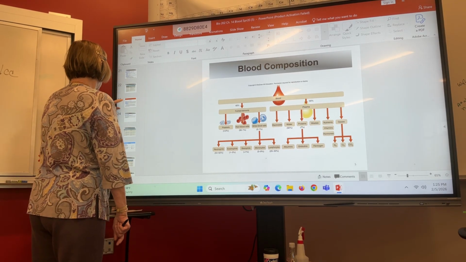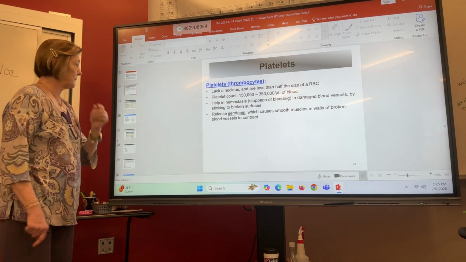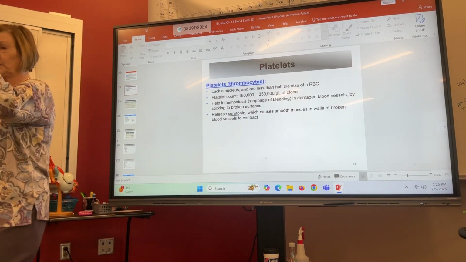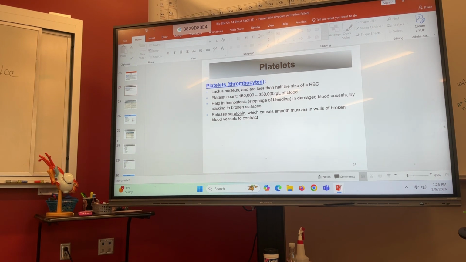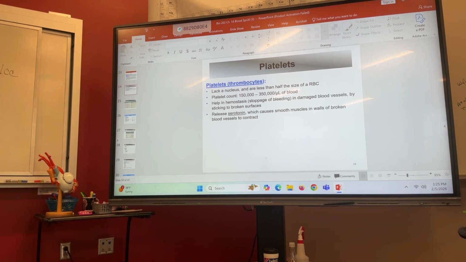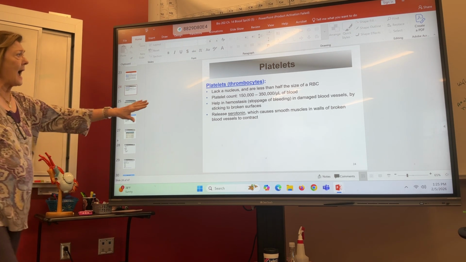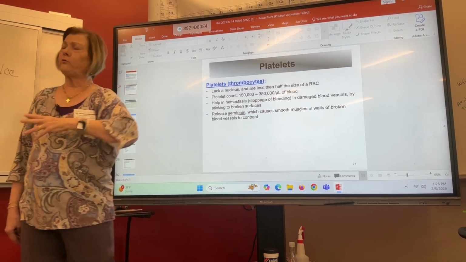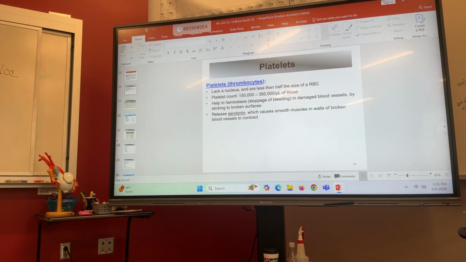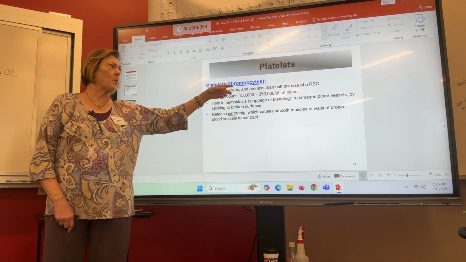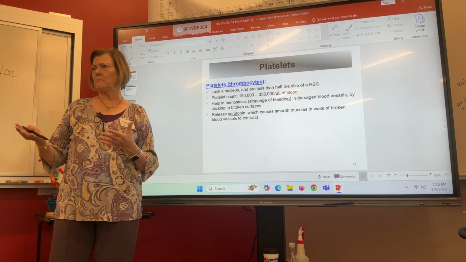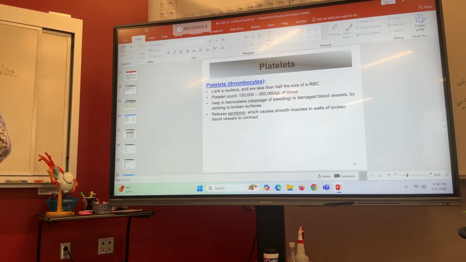So we were right here. We have discussed erythrocytes, we have discussed leukocytes, and now we're going to cover the last of the formed elements. And they are actually cell fragments, and I'd probably say use the terminology platelets more than thrombocytes. They're much more interchangeable.